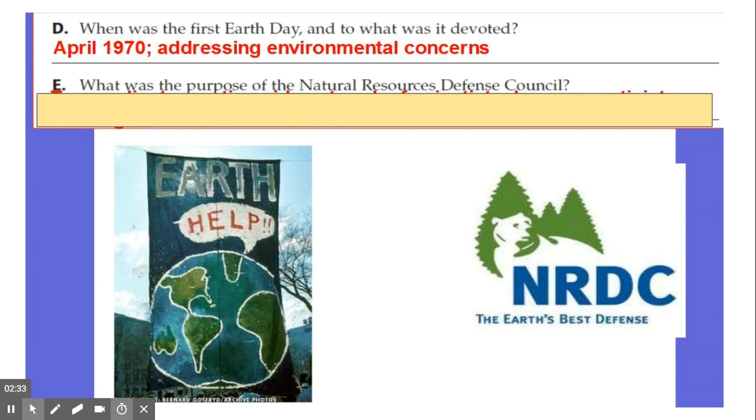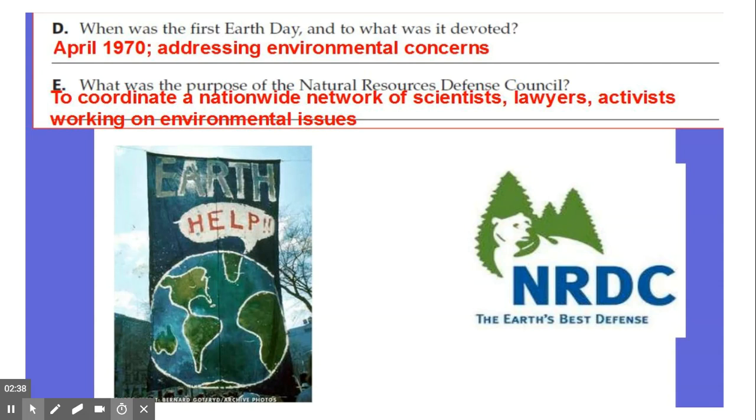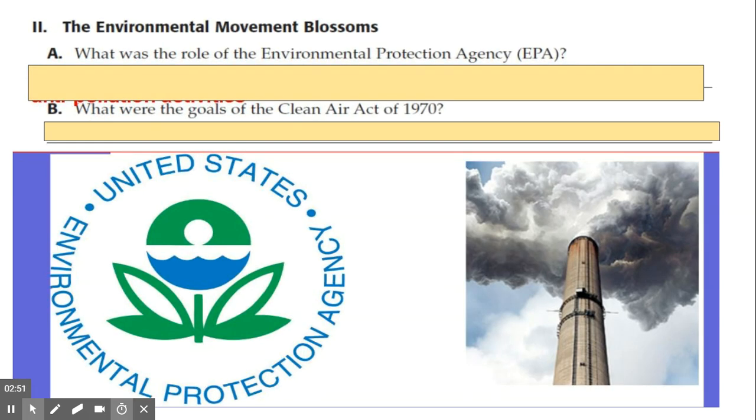Letter E, what was the purpose of the Natural Resource Defense Council, or sometimes known as the NRDC? And it was to coordinate a network of scientists, lawyers, activists working on environmental concerns. They are still readily active yet to this day. Roman numeral 2, the environmental movement blossoms.